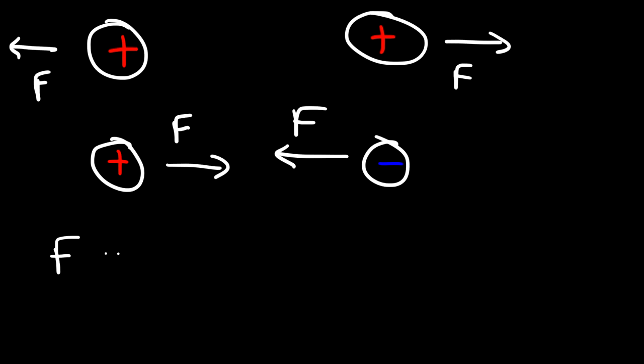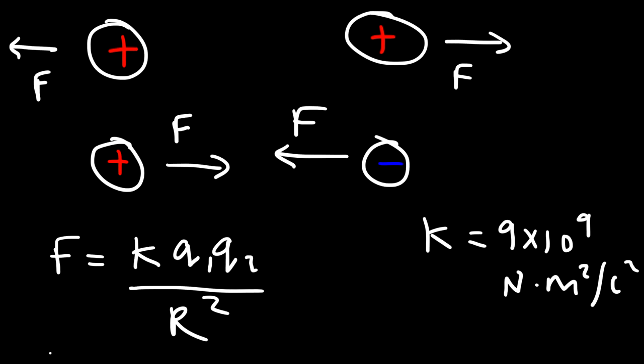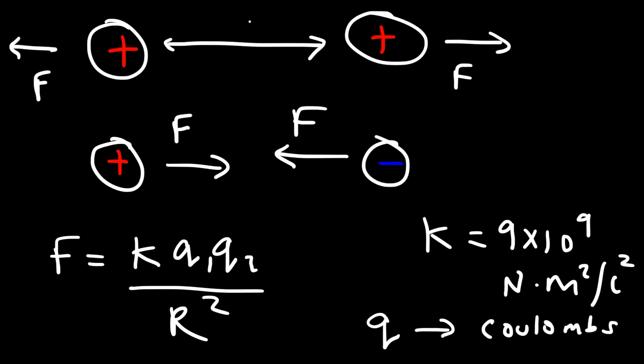And here it is. So the electrostatic force between two charges is equal to K times Q1 times Q2 divided by R squared. Now K is a constant. It's equal to 9 times 10 to the 9, and the units are newtons times square meters per Coulomb squared. So that's just a fixed value. Now Q represents the electric charge, and Q is measured in coulombs. R is the distance between the charges.